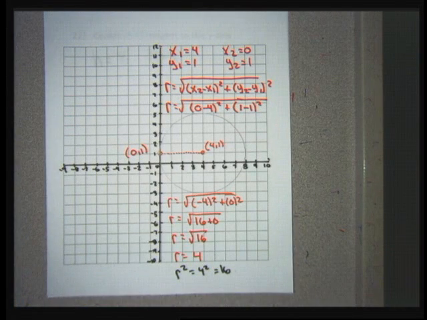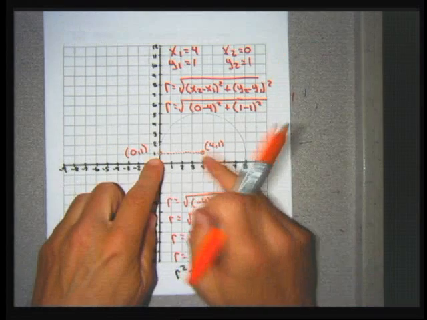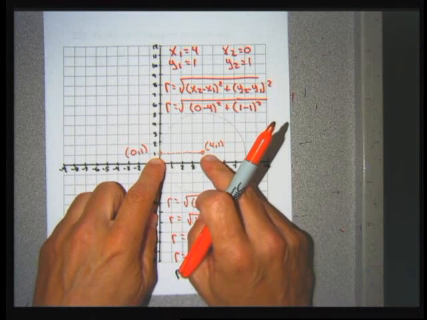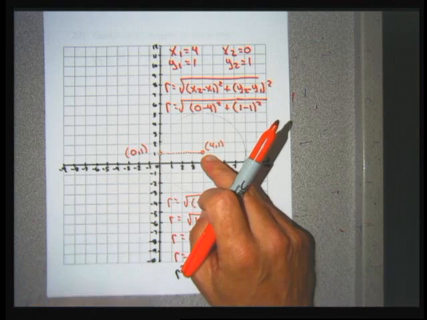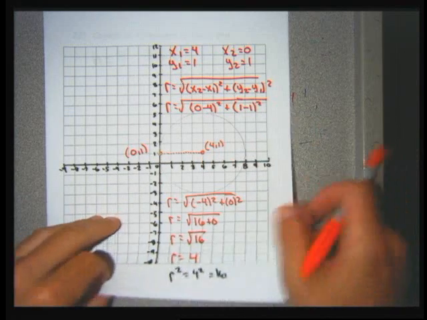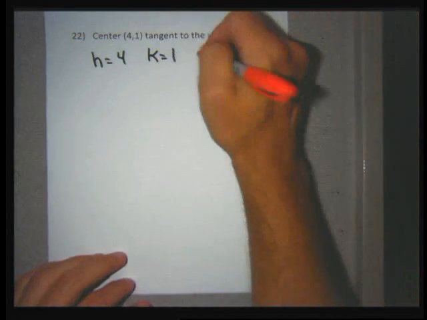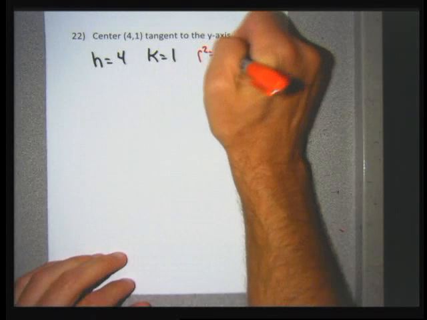My circle gave me the ability to know how to find the radius, because I'm using the distance formula. It gave me the point needed to find my distance. So in this particular problem, I'm going to say r squared is 16.